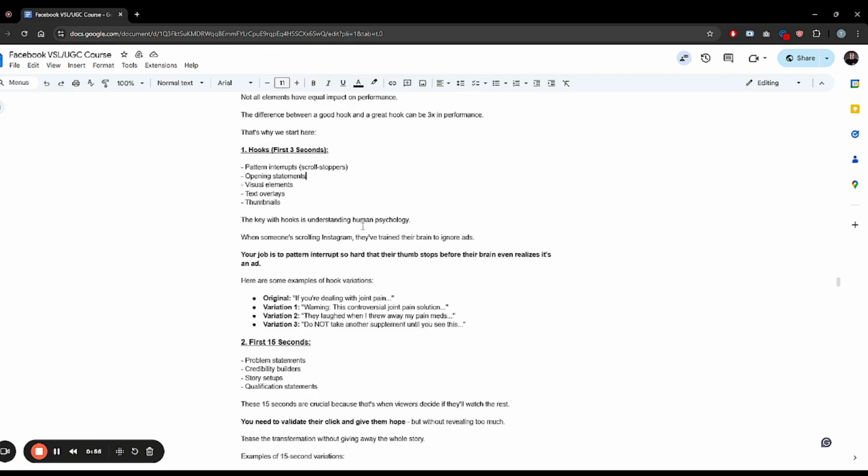And the key with hooks is understanding human psychology. When someone's scrolling Instagram or Facebook, they train their brain to ignore ads, and your job is to pattern interrupt so hard that their thumb stops before their brain even realizes it's an ad.